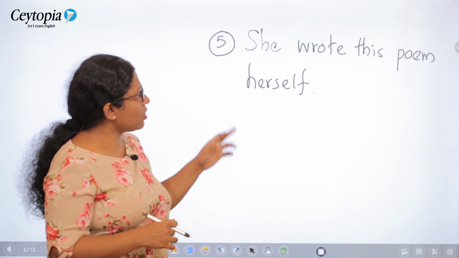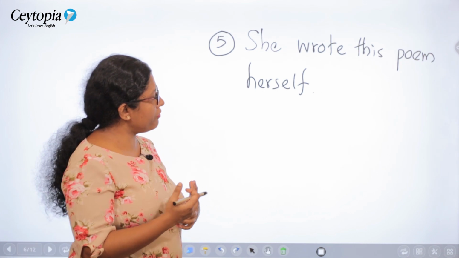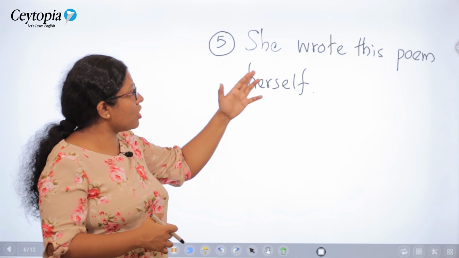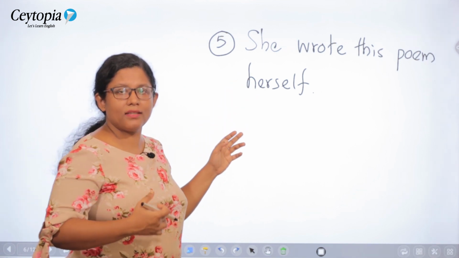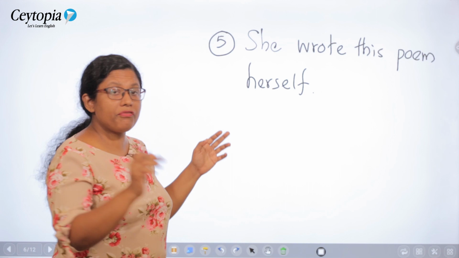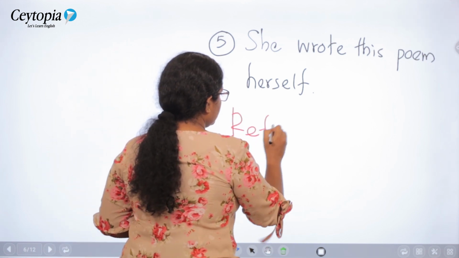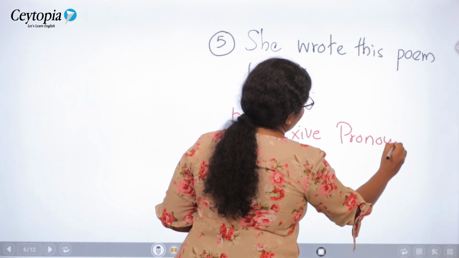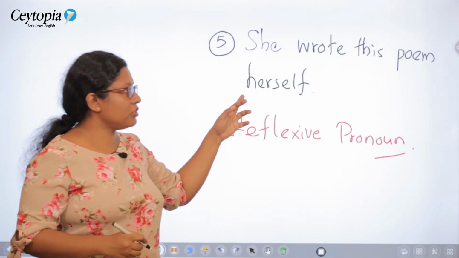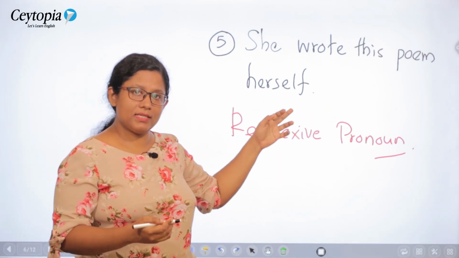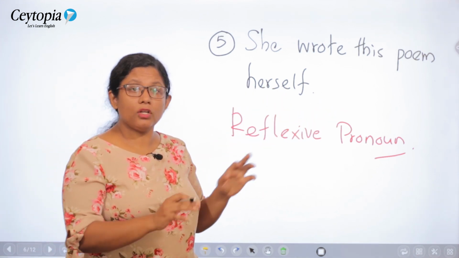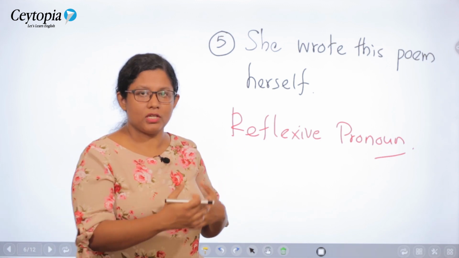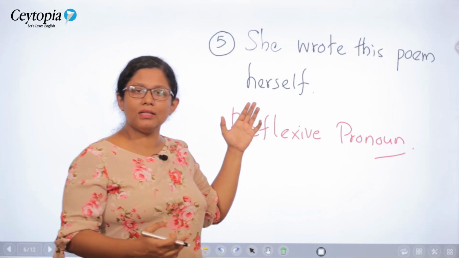Last one. She wrote this poem herself. You have a mirror effect here, looking at yourself. She wrote this poem herself, looking at the reflection. So, you call it reflexive pronoun. Why? You are talking about yourself. Herself. She wrote this poem herself. Why is it important? You want to highlight that nobody else did the work. It is her work. Herself. She did it herself. So that is important in this sentence.